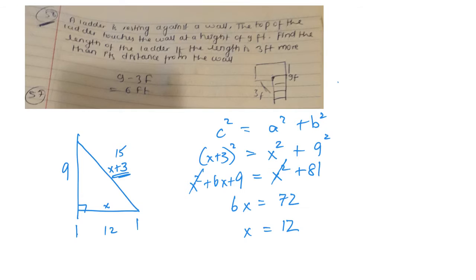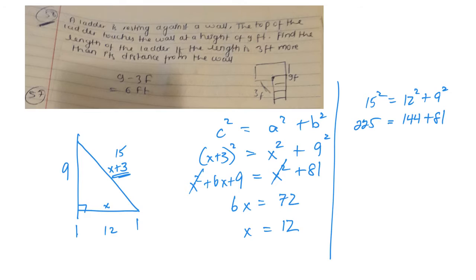Let me just check that with Pythagoras. Oh no, I guess that could be right. No, it couldn't. Let me just check. So 15 squared is equal to 12 squared plus 9 squared. So it's 225 is equal to 144 plus 81. And you add those together and it gives you that. Yeah.